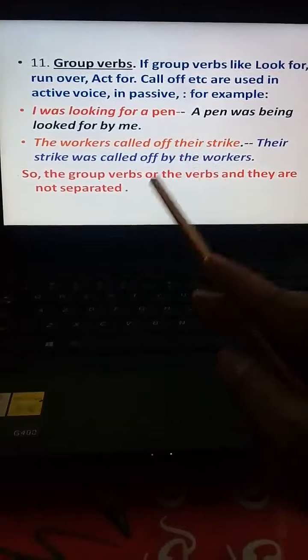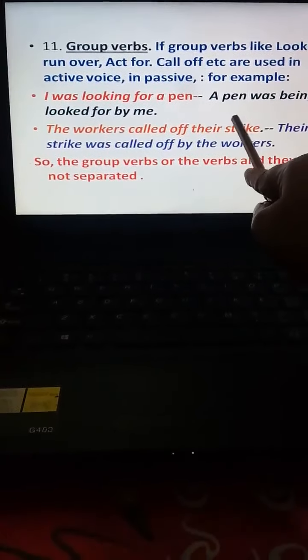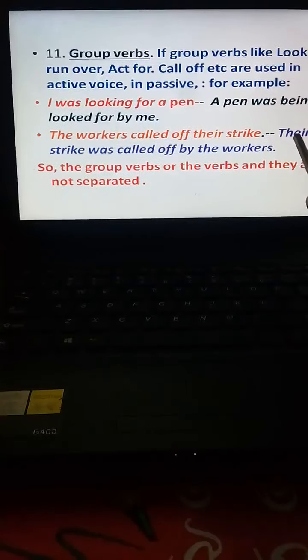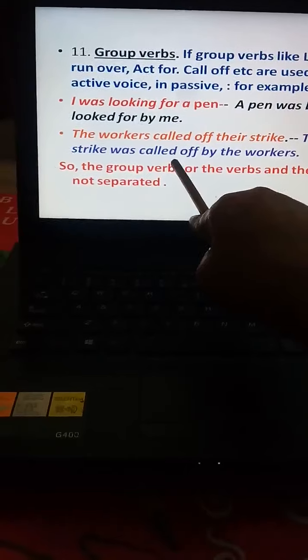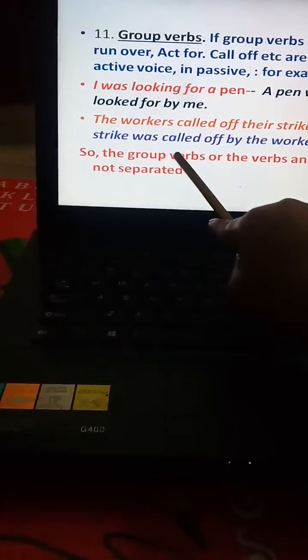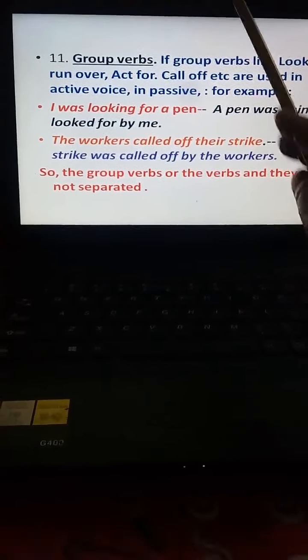The workers called off their strike. Their strike is the object, so their strike must become the subject of the passive voice. Their strike was called off. This group verb called off is again used as a group verb in the passive form. Their strike was called off by the workers.